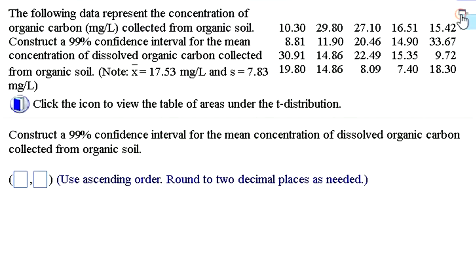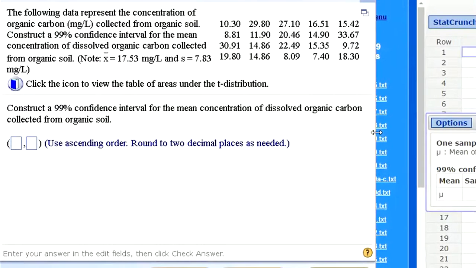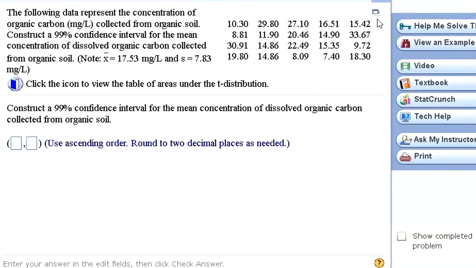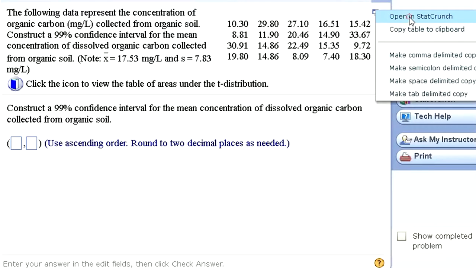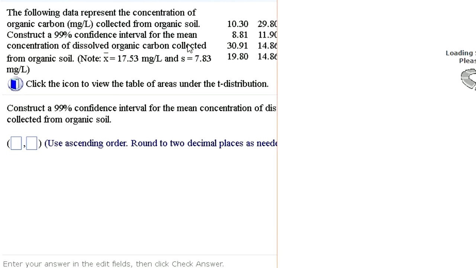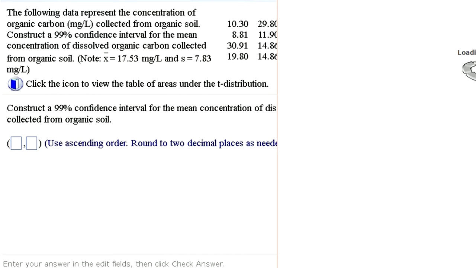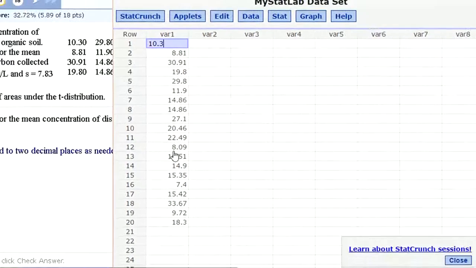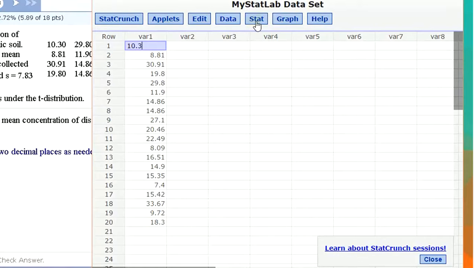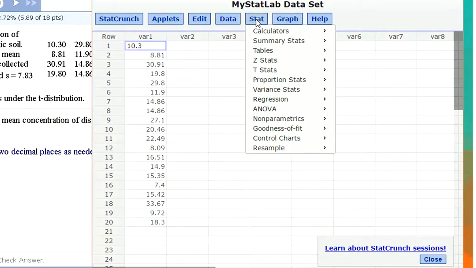So let's open this data. Oops, you can't see the menu. Make it a little wider. Open this in StatCrunch. Now it's giving us the sample stats actually. But let's just use the sample data to demonstrate how we can create the confidence interval using the data. It's just as easy as doing it with the sample stats.